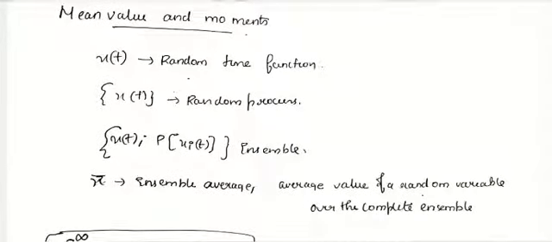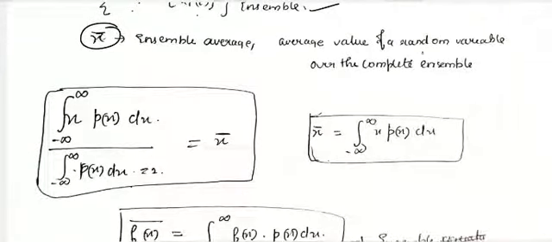The mean value and moments are very important. So, we are going to consider a random time function. A set of random time functions is known as a random process, and a set of random time functions with their individual probabilities is known as an ensemble. So, we are going to find out our ensemble average. So, that is the average value of a random variable over the complete ensemble, that is our x, right, x1, right. We have studied about x1 previously, that is the average value of x1 over the complete ensemble is known as the ensemble average. Okay.